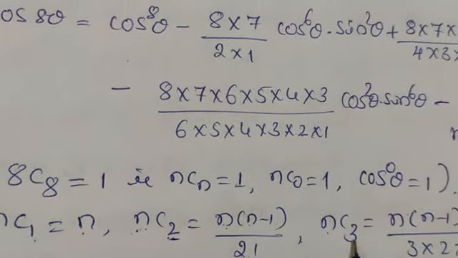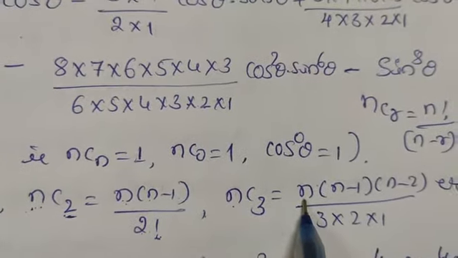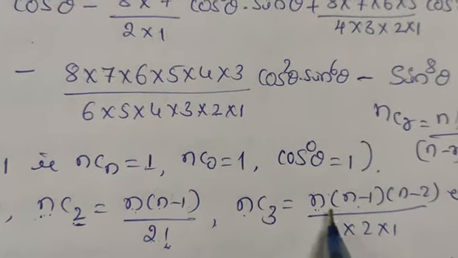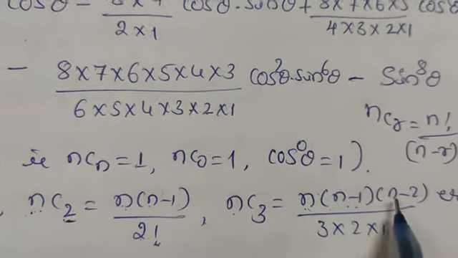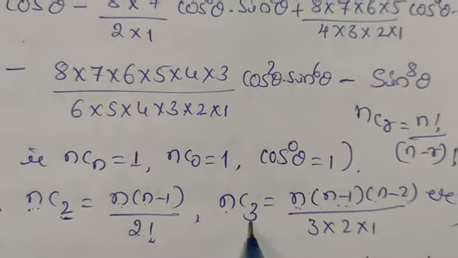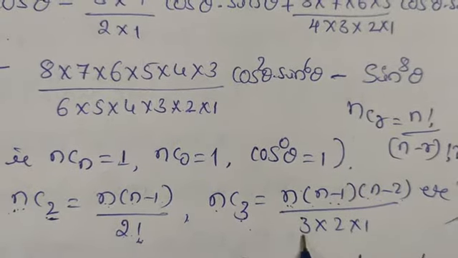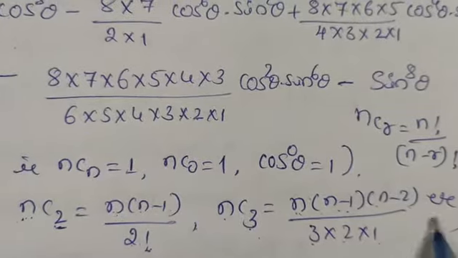And nc3 means you have to start from n. In each term you have to reduce 1. That is, next term is n minus 1 into n minus 2. You have to write only 3 terms. This nc3 means you have to write only 3 terms and divided by 3 factorial. 3 factorial is 3 into 2 into 1, etc.